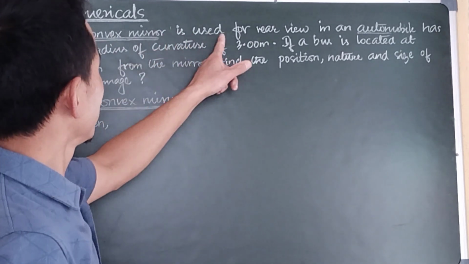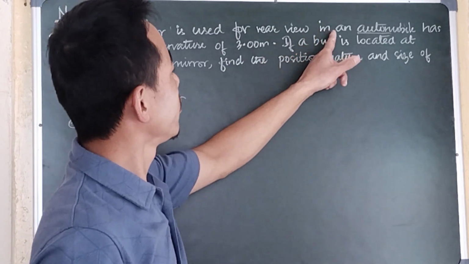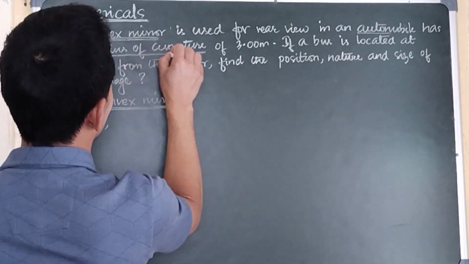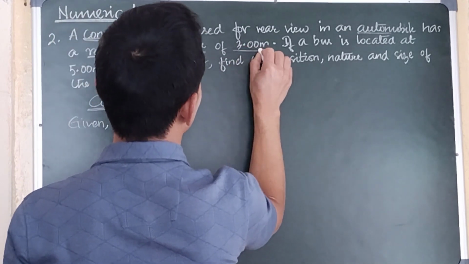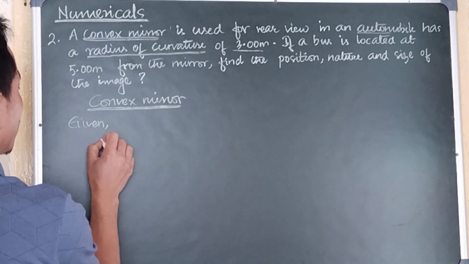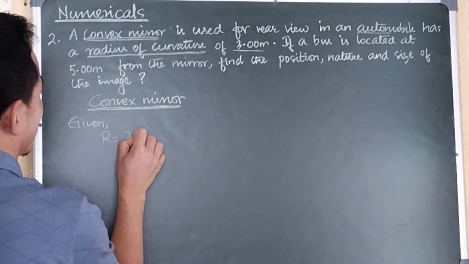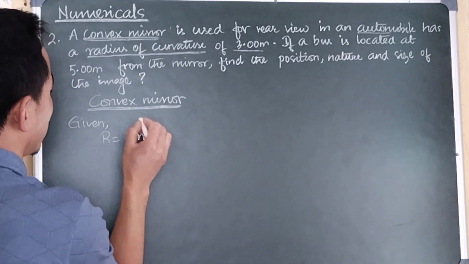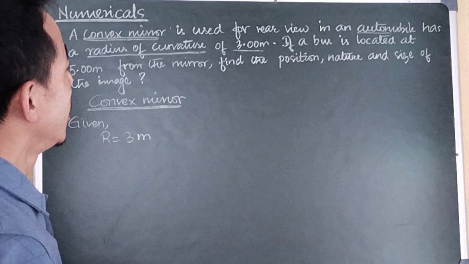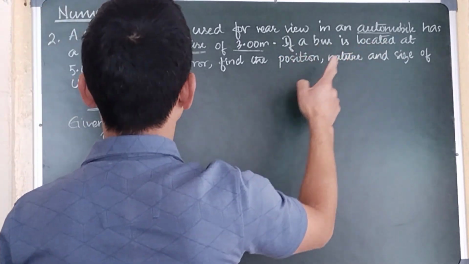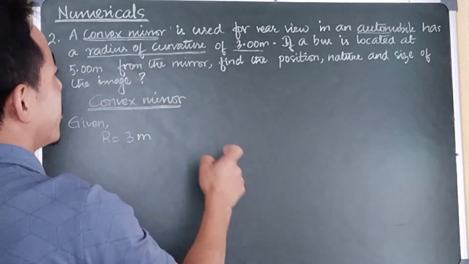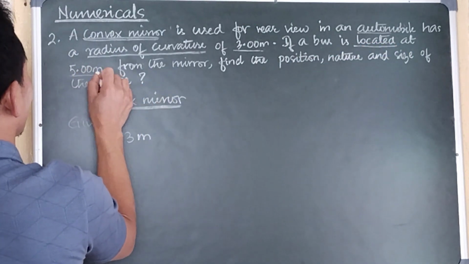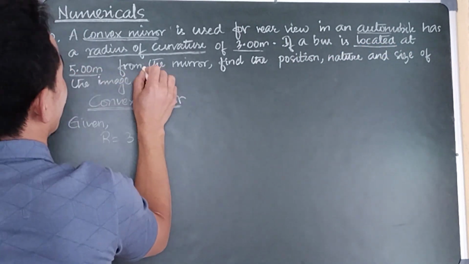So a convex mirror is used for rear view in an automobile, has radius of curvature. So radius of curvature is given and the value is 3.00 meter. So you can simply write 3 meter itself. Doesn't matter. So the radius of curvature given is 3 meter. And it says a bus is located at 5 meter from the mirror.